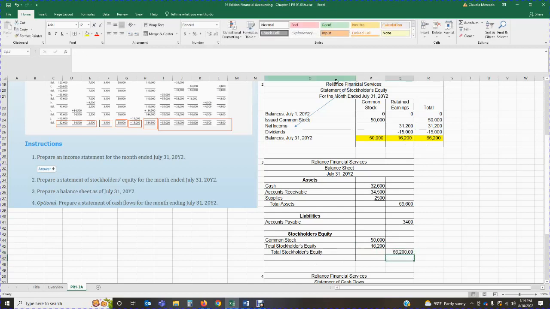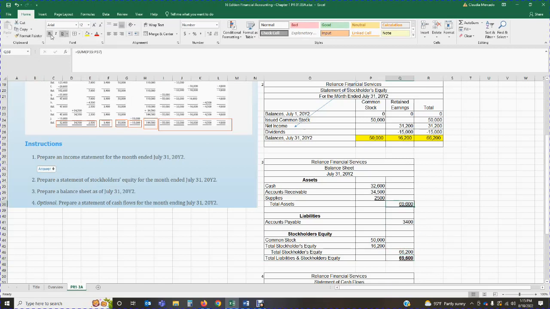This is coming from your statement of stockholders' equity. Okay? So these figures are coming from your statement of stockholders' equity. We've got common stock of 50, retained earnings of 16.2, and a total of 66,200. That's my total stockholders' equity. Now I can figure out my total liabilities and stockholders' equity. Okay? So I'm going to add my liabilities plus my stockholders' equity, and that's going to give me that number. Okay?